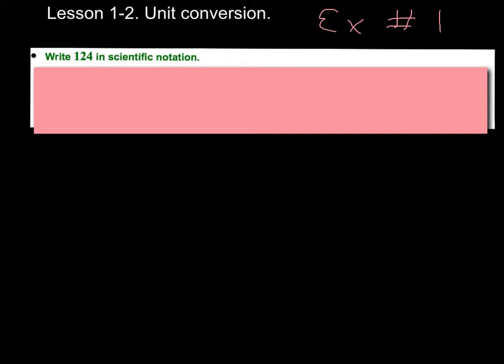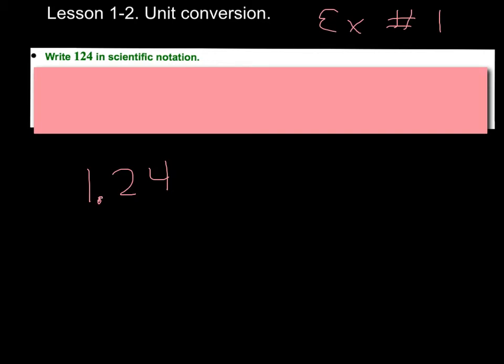So this 124, I'm going to begin by converting that into a decimal. And the question is, where do you put the decimal? Now currently it's right here at the end of the 4. That's usually where the decimal goes if you don't see one. Well, in scientific notation, we want it to be here.